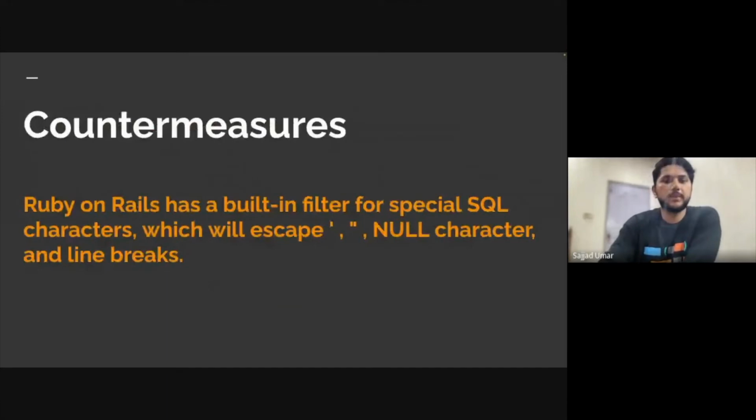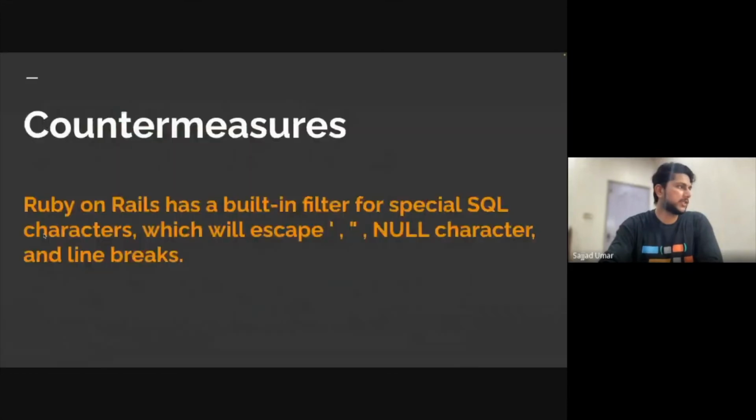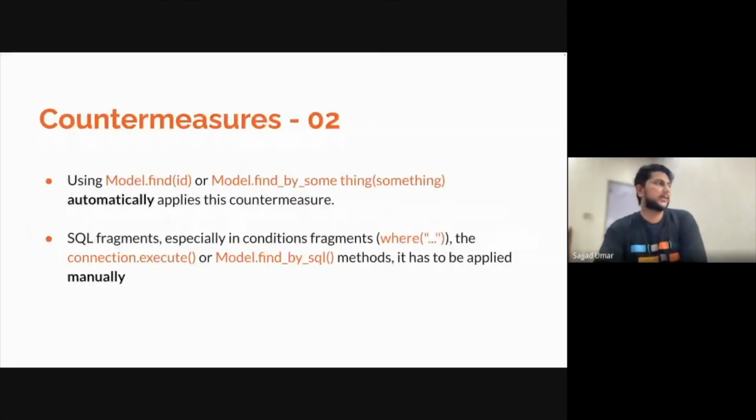Ruby on Rails has a built-in filter for special SQL characters, which will escape any quotation marks, null characters, and line breaks. If you see the previous examples, every time we are ending the input by adding this particular quotation mark. So Rails has built-in filters that can escape those, and also escape some null characters and line breaks as well. But the problem is some of the methods add these countermeasures automatically, but for some we have to do that manually. Let's see how we can do that.